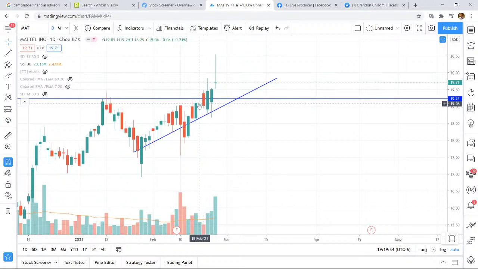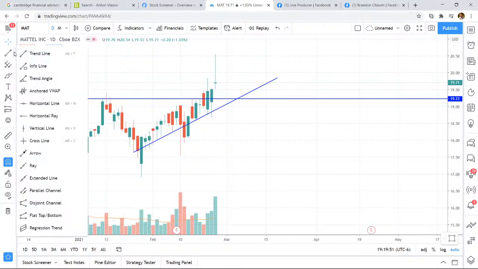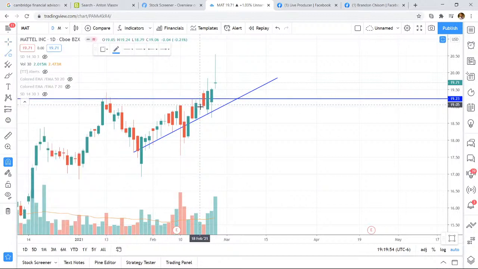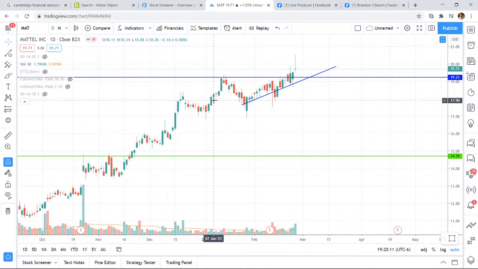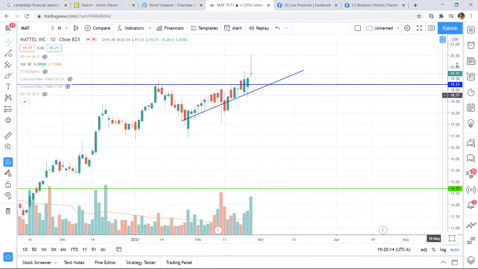Essentially, you could have got in at any point in this area here and held it for a swing trade past 19.23. So let's just say you bought it on the close of this indecision day, and you held it past that point. Now you would have made essentially a 7% return on your money. Now most people don't make 7% in a year, and this is a $20 stock.